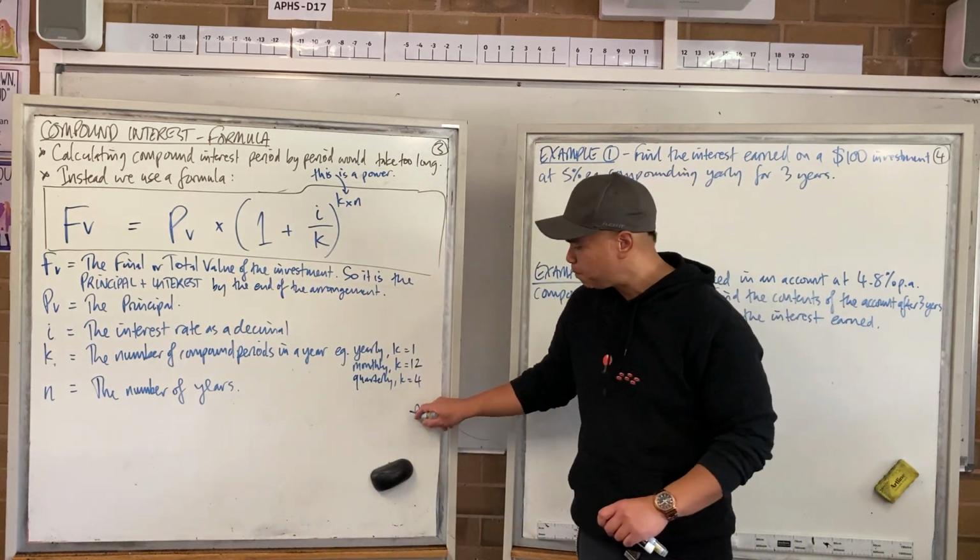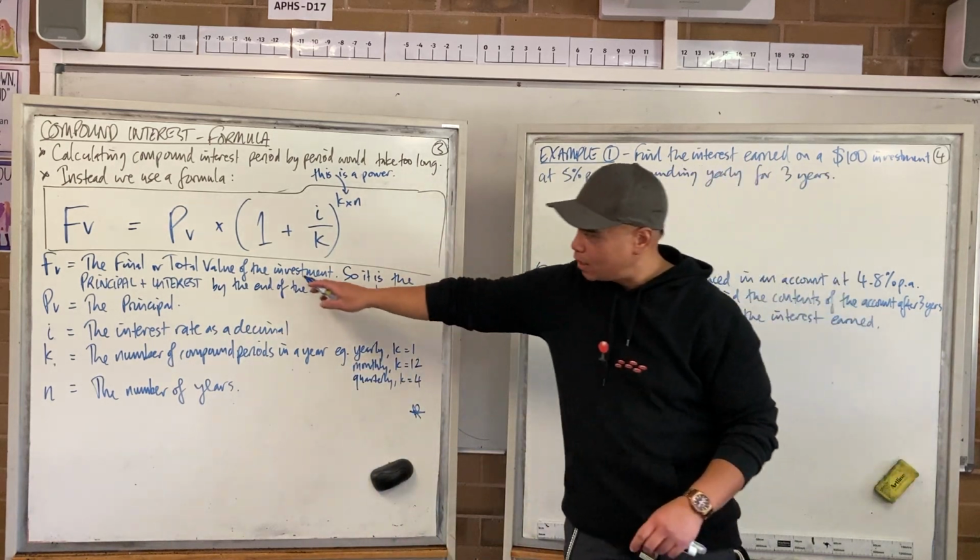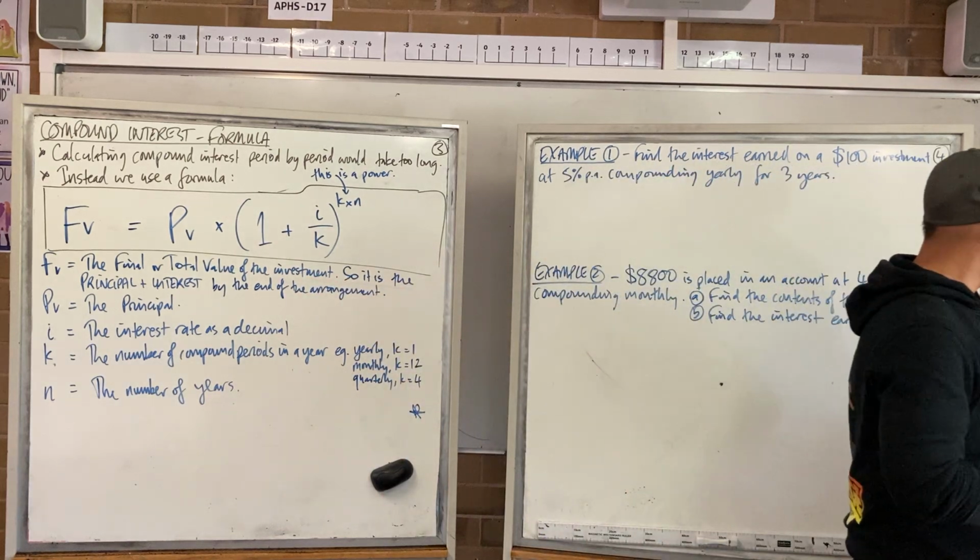Can I give you some time? Can you get that formula down and the explanations for what each of the variables mean?